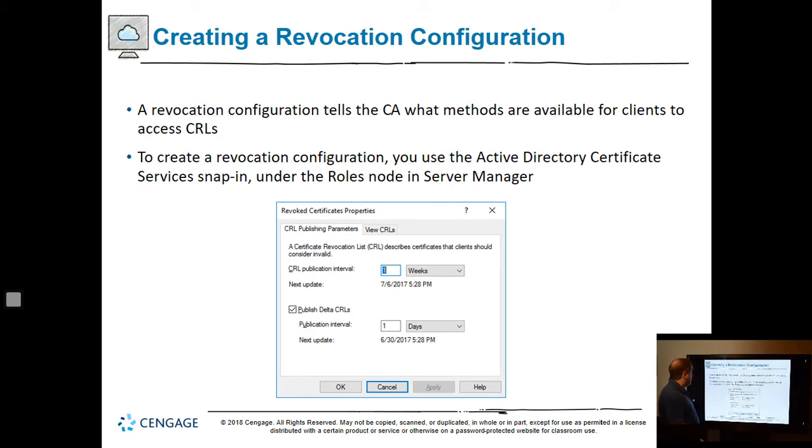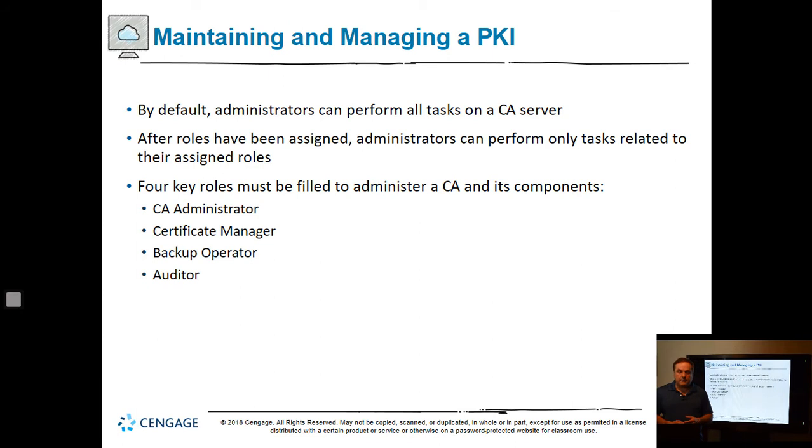So here is your revocation configuration, and you've got CRL publication interval is 1 week, publish Delta CRLs in 1 day. So it tells the CA what methods are available for clients to access the list. To create the revocation configuration, you use the AD Certificate Services snap-in, and then you can go ahead and see this box to configure it.